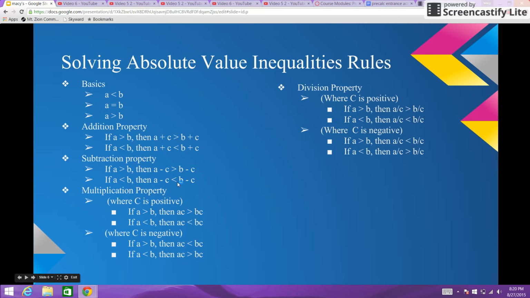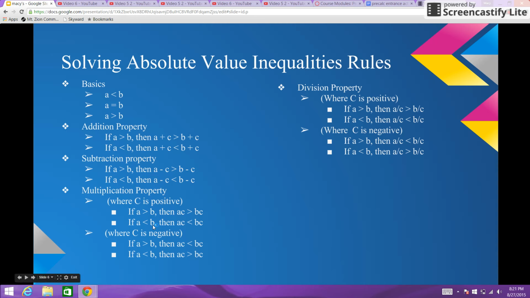For multiplication, when C is positive, and A is greater than B, then the product of A and C is going to be greater than the product of B and C. So once again, two greater than signs. And if A is less than B, then A and C's product is less than the product of B and C. So two less than signs.